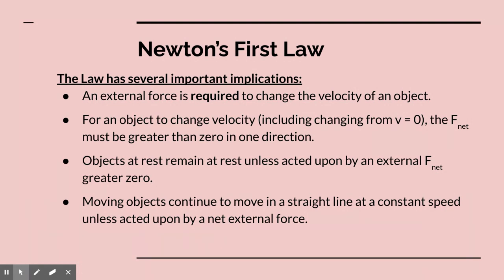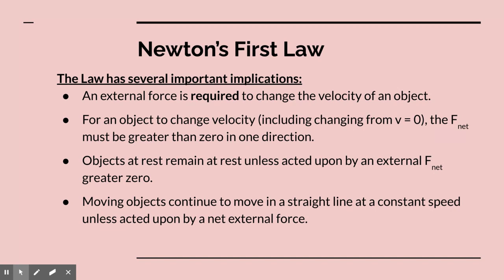Okay, so the number of implications, some of these I've already mentioned. An external force is required to change the velocity of an object. Again, that's just going off the idea that if you have a friction force opposing the motion of an object, you have to continually add force to it in order to keep that object in motion. But if there is no friction force, you don't have to continually apply a force to it. It'll just keep going.